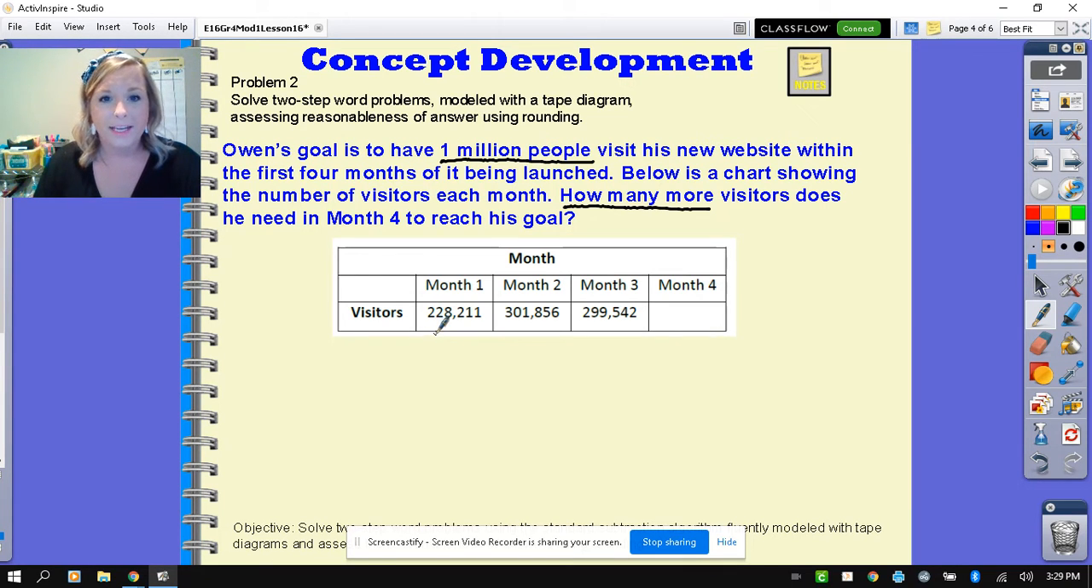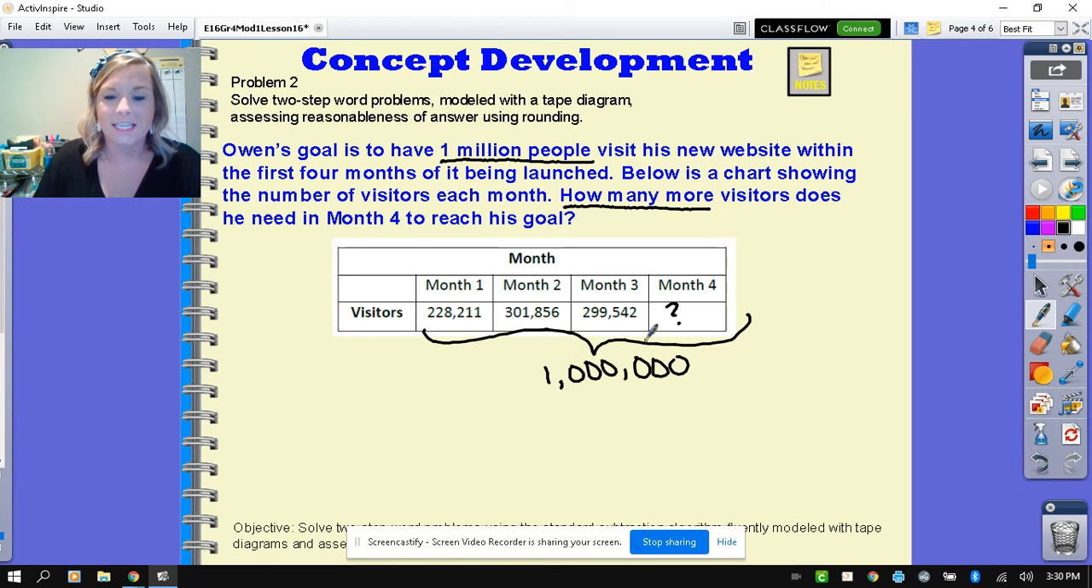They had a tape diagram made up for us with month 1, month 2, month 3. We're trying to figure out month 4, but his total overall goal was 1 million people. So I'm going to say we need 1 million. Make sure you check your zeros: ones, tens, hundreds, thousands, 10,000s, 100,000s, million. So that makes 1 million. Now we need to find out how many visitors he needs in month 4 to reach his 1 million goal.